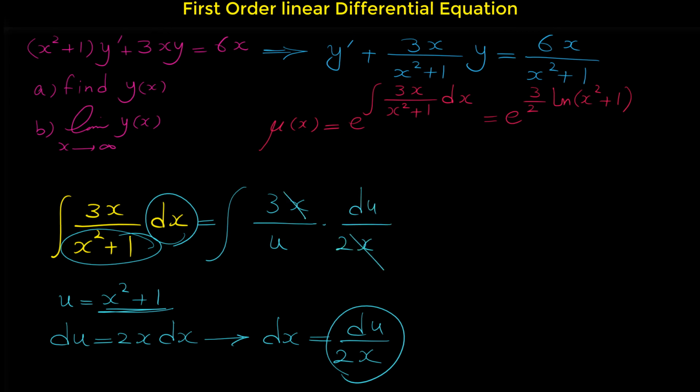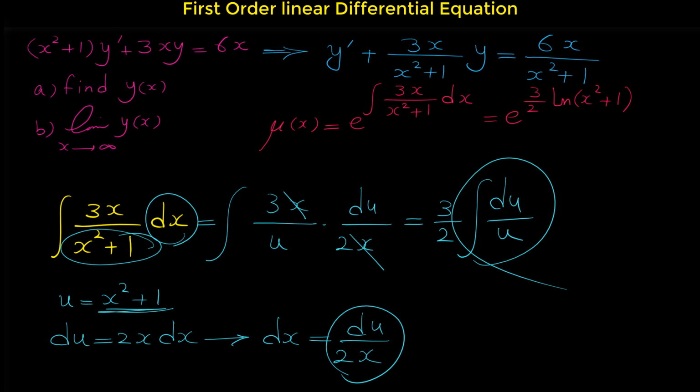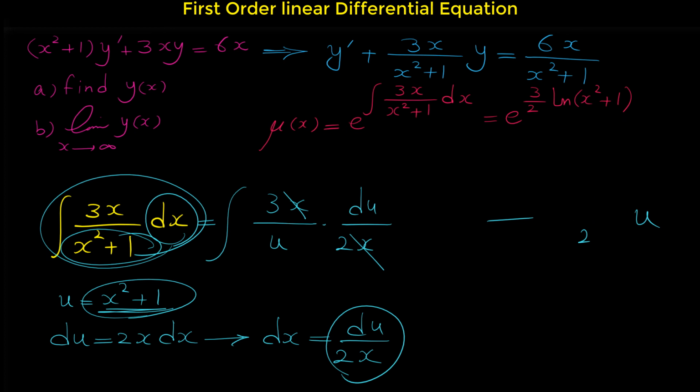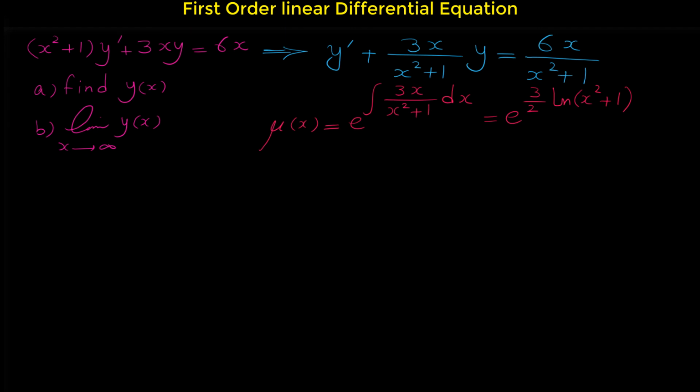Now x from the bottom and the top cancels, so we get to 3/2 is a constant, so we can put it outside of the integral. Integral of du over u. And integral of du over u is ln of u, so it is equal to 3 over 2 ln of u, but u is x squared plus 1, so this integral is equal to 3 over 2 ln of x squared plus 1. This is how you can find this integral. Okay, let's back to our question.